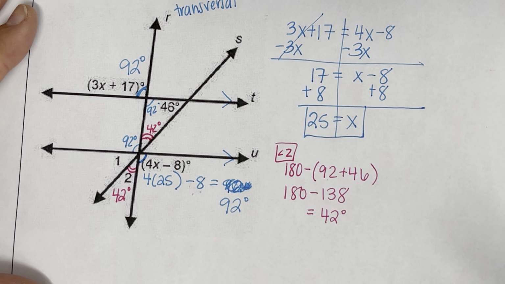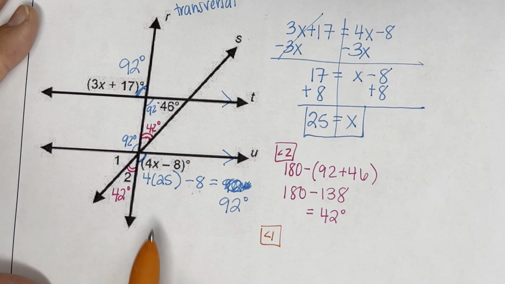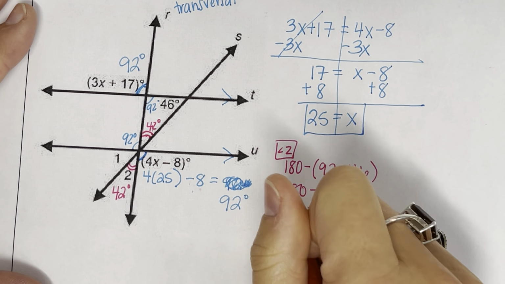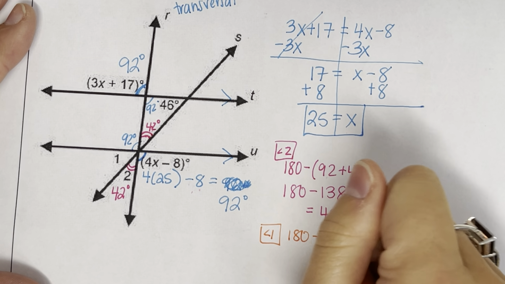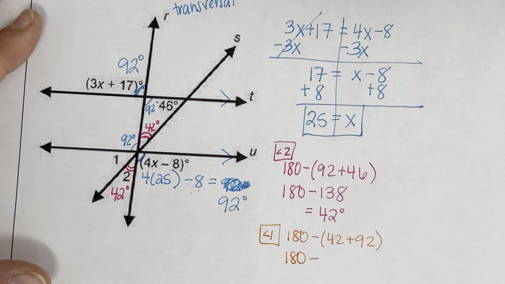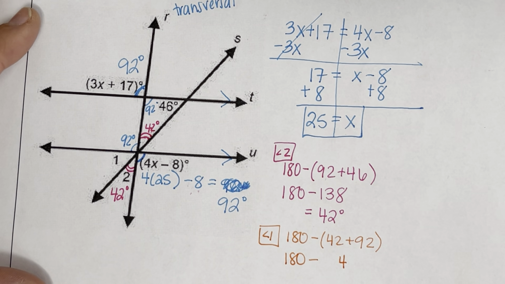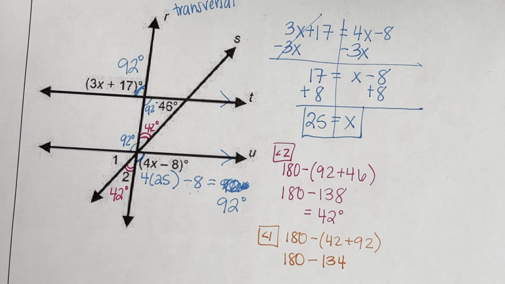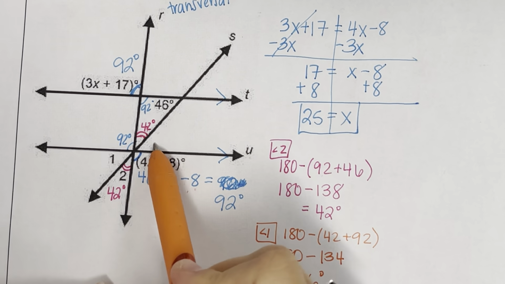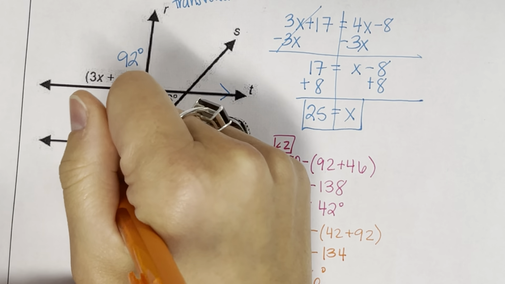To figure out angle 1, I'm gonna add together 92 and 42, and then I'm gonna subtract it from 180. That's gonna give me what's left over here. So 42 plus 92. Right, 134. And then if I subtract 134 from 180, I get 46 degrees. So angle 1 is 46 degrees.